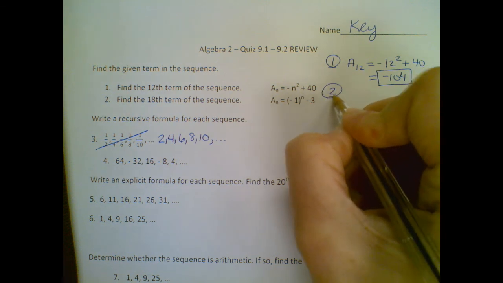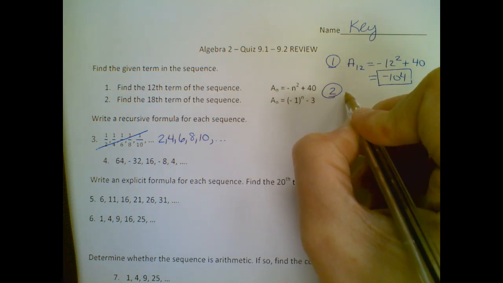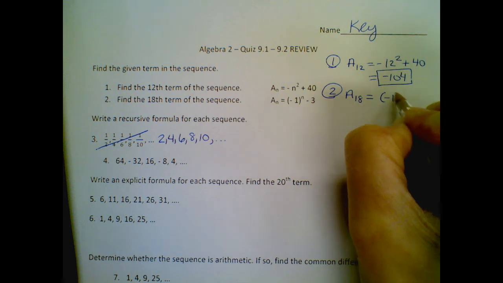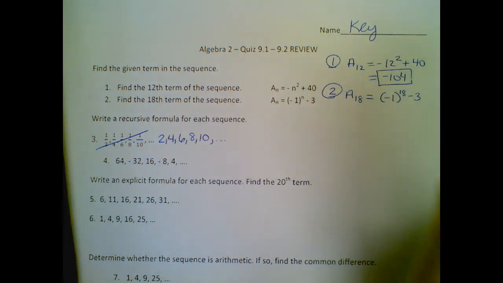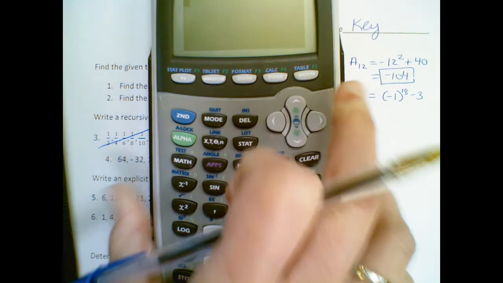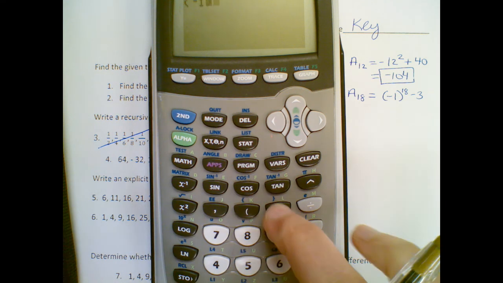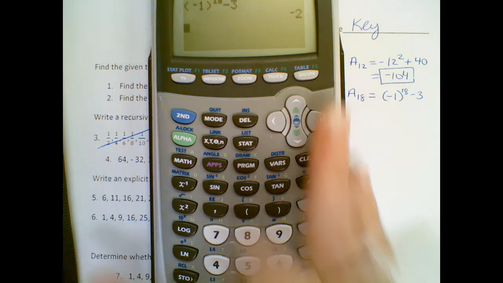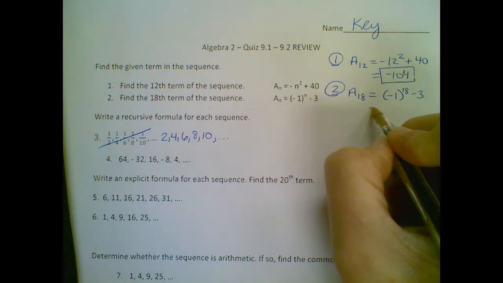Number 2, they want to find the 18th term, so we're going to plug 18 in for our N's. For this one, if I'm putting it into my calculator, I do want to put parentheses on this one, because this one already has parentheses. And then I get negative 2.